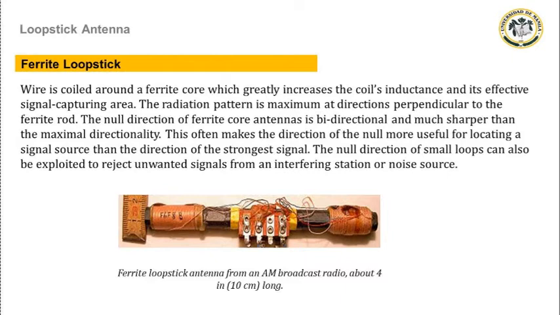The null direction of ferrite core antennas is bidirectional and much sharper than the maximal directionality. This often makes the direction of the null more useful for locating a signal source than the direction of the strongest signal. The null direction of a small loop can also be exploited to reject unwanted signals from an interfering station or noise source.